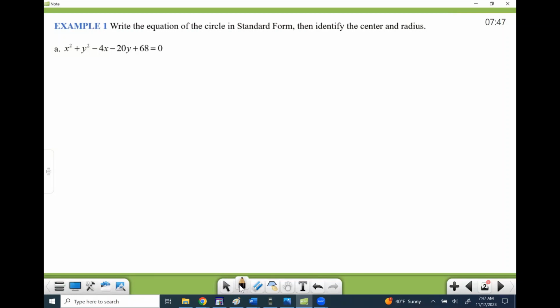Our job is to get this into standard form. So I'm going to write the goal up here, just so we know what we're working towards. What we're going to do is move the x terms closer together. So I'm going to take x squared and negative 4x and move them closer to each other. And I'm going to leave a little space after the 4x, because what we want here is a factorable trinomial, and one that factors as a perfect square. So I'm going to leave some room.